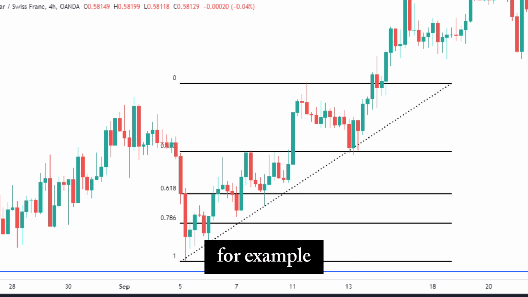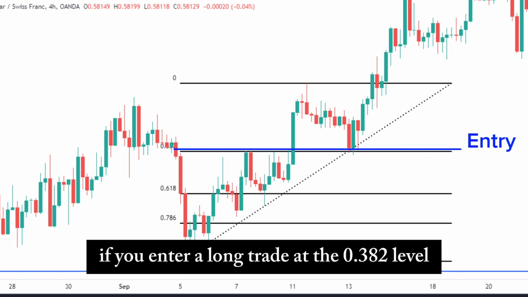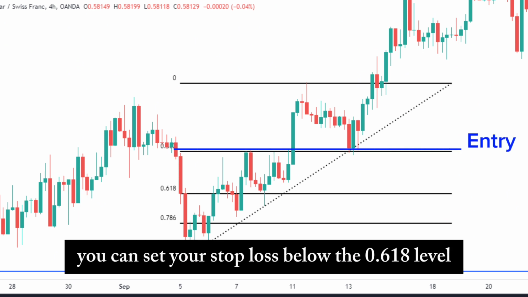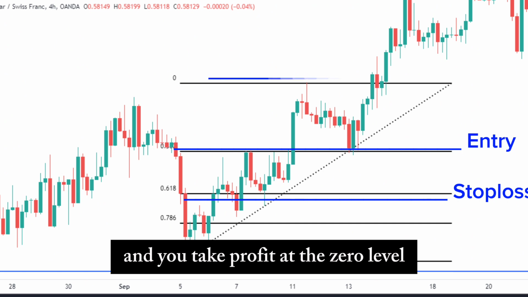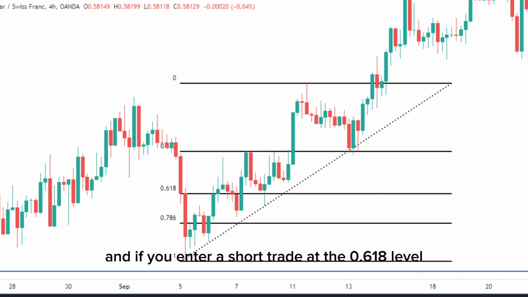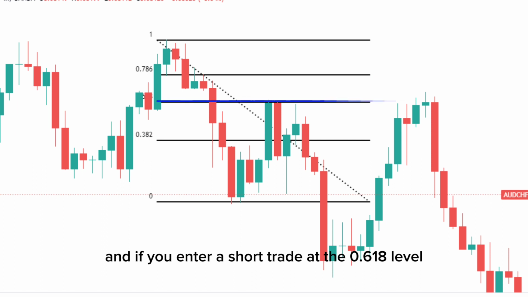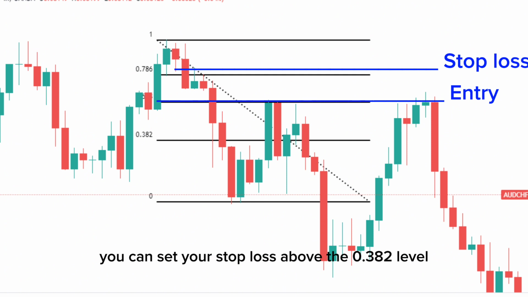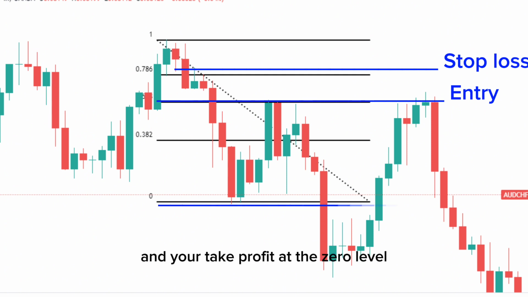For example, if you enter a long trade at the 0.382 level, you can set your stop loss below the 0.618 level and your take profit at the 0 level or the previous high. And if you enter a short trade at the 0.618 level, you can set your stop loss above the 0.382 level and your take profit at the 0 level or the previous low.